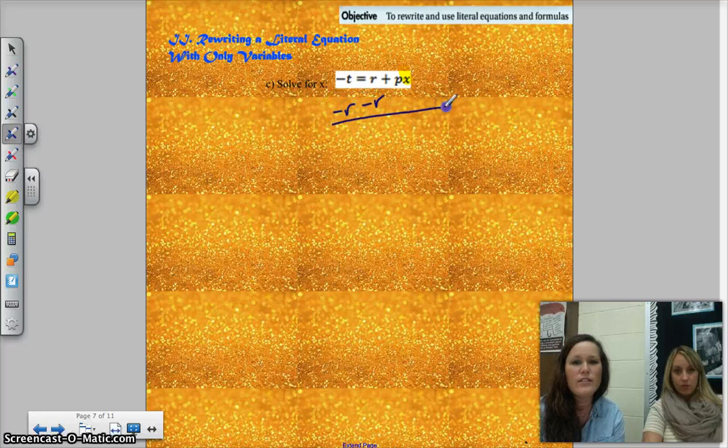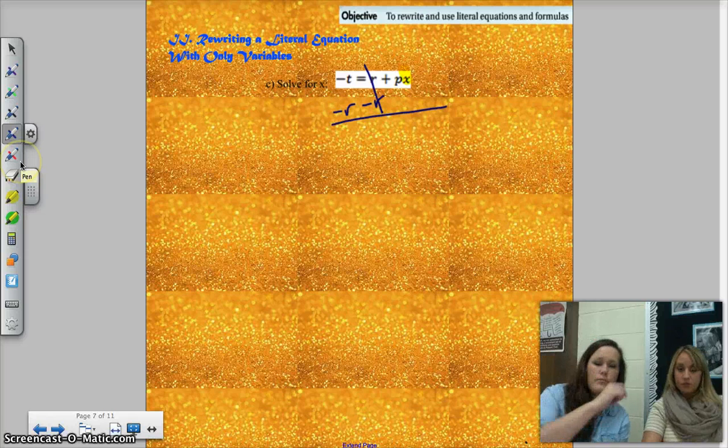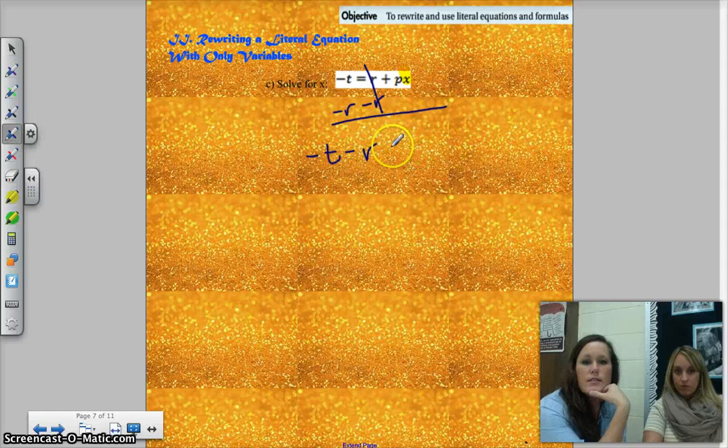Okay. So we're doing the same thing here. I'm subtracting the r first. So can I combine negative t and negative r? No, so that side says negative t minus r equals p times x. Now, do you know why I put the t first?